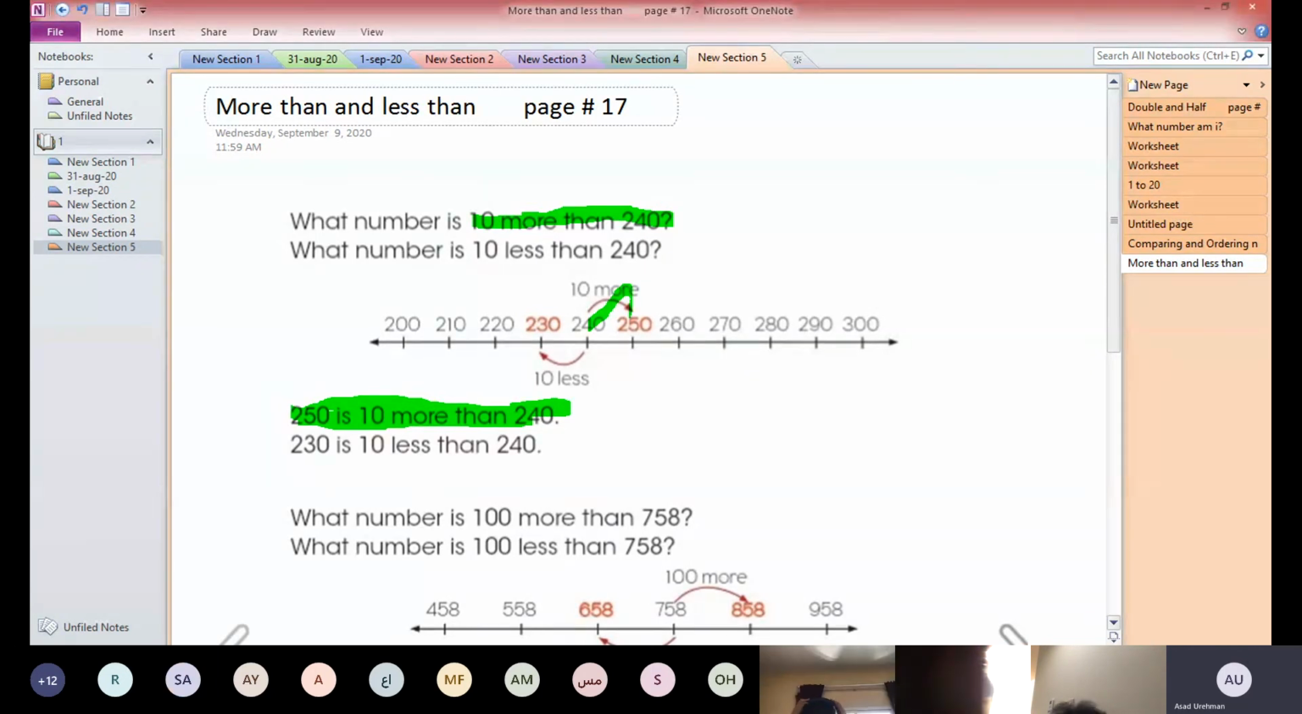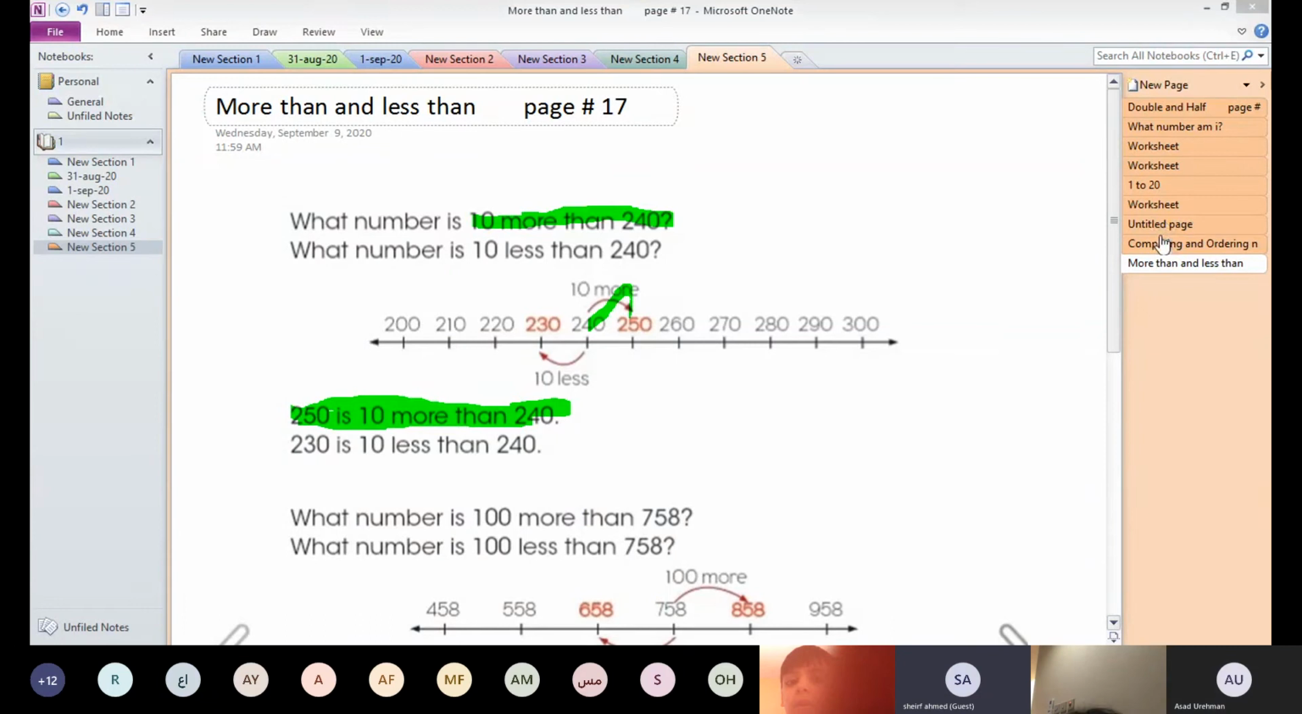Okay. So 250 is 10 more than 240. How do you know? Because you check after 240, 10 more, what comes? 250. For 10 more, you will check after, and for 10 less, you will check before. The less it will be down, and the more it will be up.